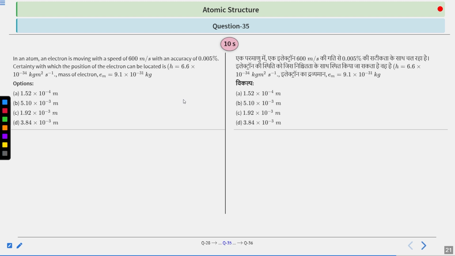Option B, 5.10 into 10 to the power minus 3 meter. Option C, 1.92 into 10 to the power minus 3 meter. And option D, 3.84 into 10 to the power minus 3 meter. So you have 10 seconds to solve this question. Your time starts now.